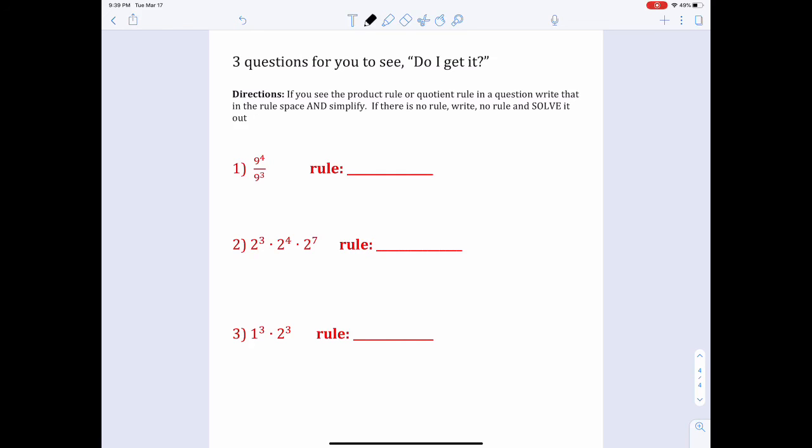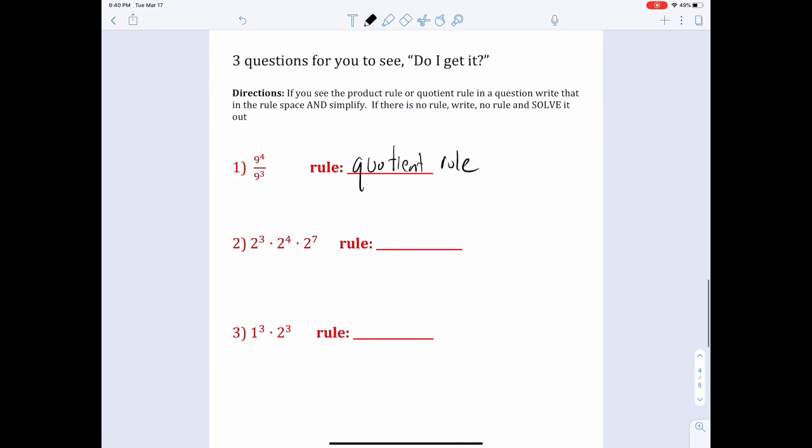All right, here, number 1. I hope you guys wrote that this is the quotient rule. And I hope you accurately saw that this is 9 to the 1. The next one, I hope you guys saw that this is the product rule. We're multiplying the same number by itself. So we're going to add these exponents. You should get 3 plus 4 plus 7 will give us 2 to the 14th.